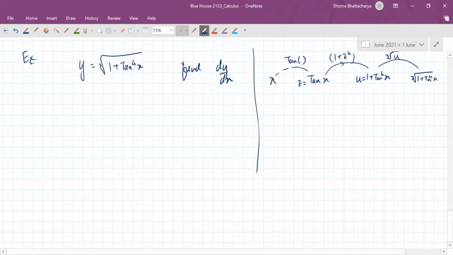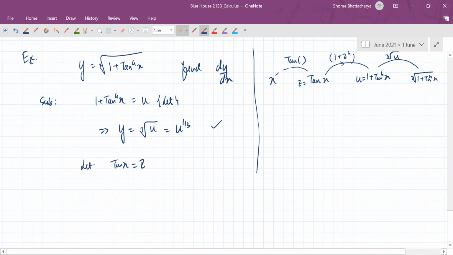So what we'll have to do is a substitution step accordingly. Let us say this quantity 1 plus tan to the power 4x is u. That means y is equal to cube root of u, or u to the power 1 by 3. This is the first thing. But then u itself is like this, so we'll have to take tan x as, suppose, z. That means u becomes 1 plus z to the power 4. So this becomes our second layer.